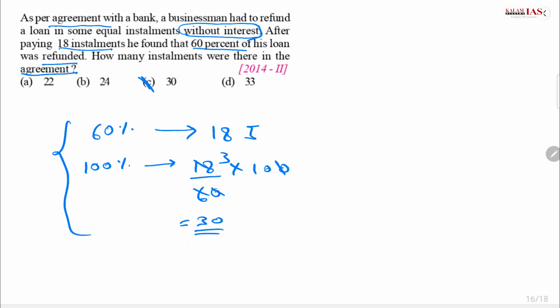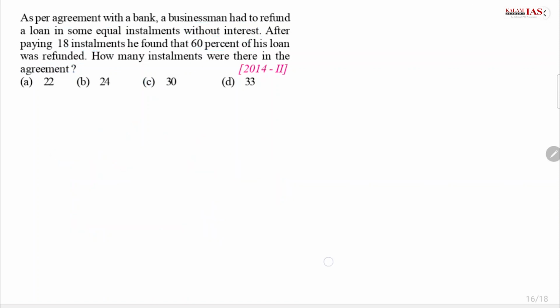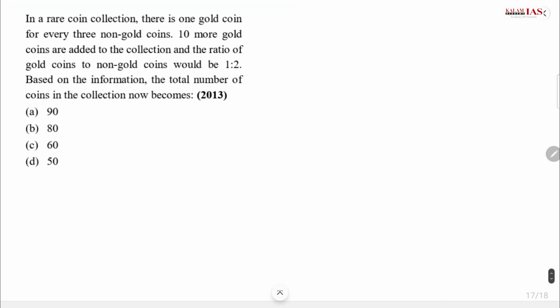So all the installments are of equal payment and there is no interest being compounded yearly. So simply we can apply the unitary method, because for 60% it takes 18 installments, for 100% it will take 30 installments. Moving on to the next question. You have 1 minute, attempt this question and then we will solve it.